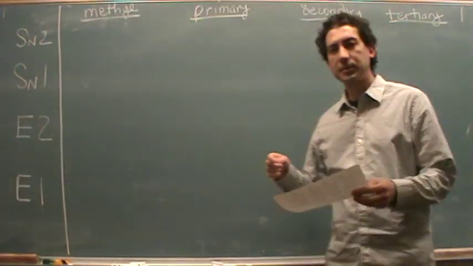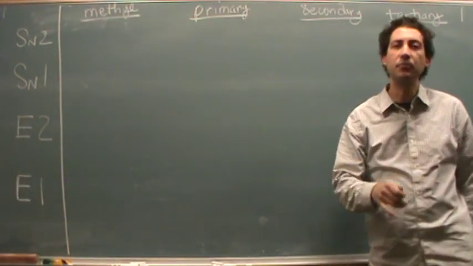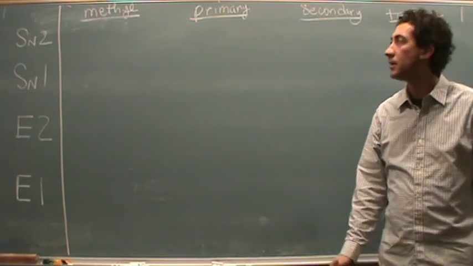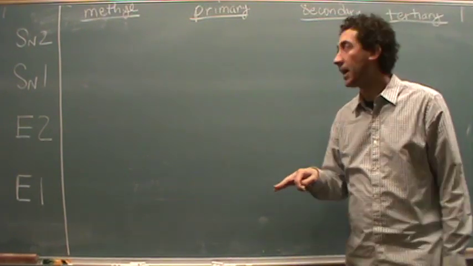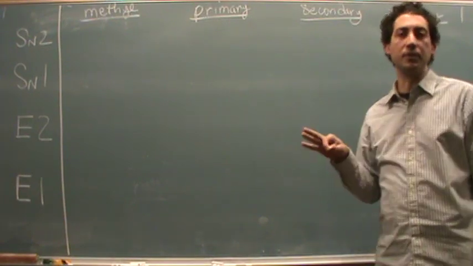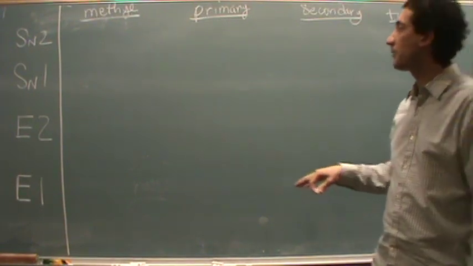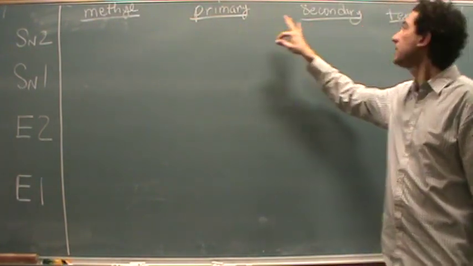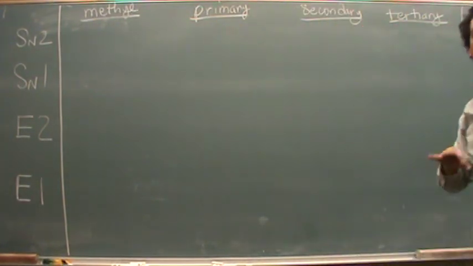This video is about being able to determine the difference between an SN1, an E1, an E2, or an SN2. Which one of those four reactions is going to happen? There are really four types of substrates it could happen on: just a methyl with a leaving group, a primary carbon, a secondary, or a tertiary carbon with a leaving group.